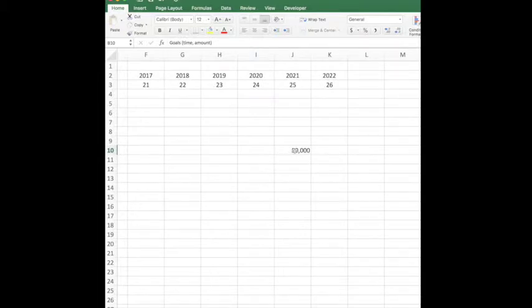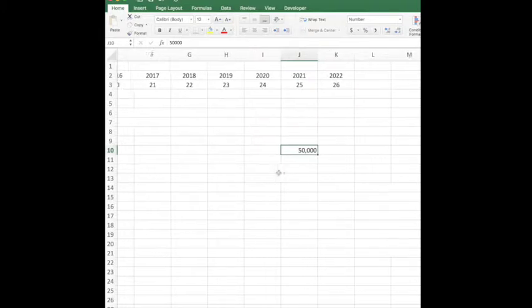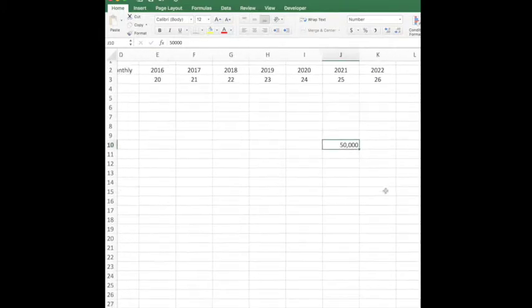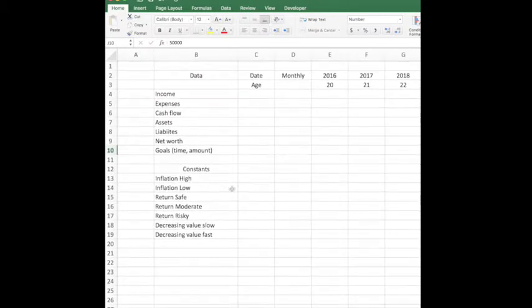Maybe this is a beach house. Maybe this is a mountain cabin. Maybe it's paying off your student loans. That would be another goal to put in there. So you've got a chronological order of where you're headed. The other thing is constants. So I put some constants in here.